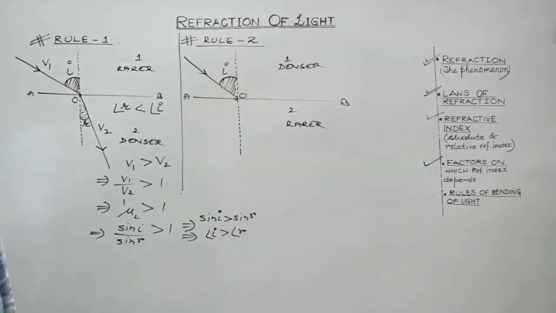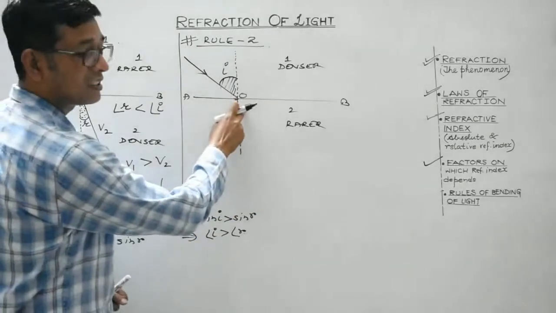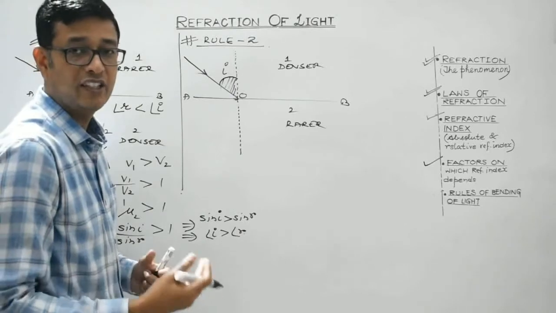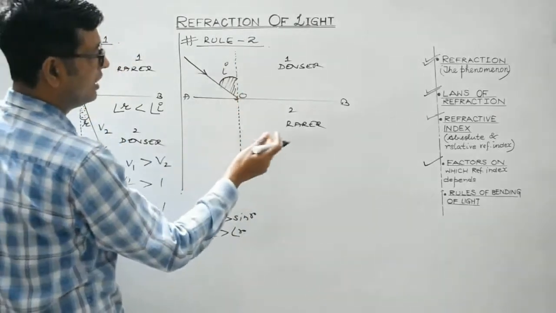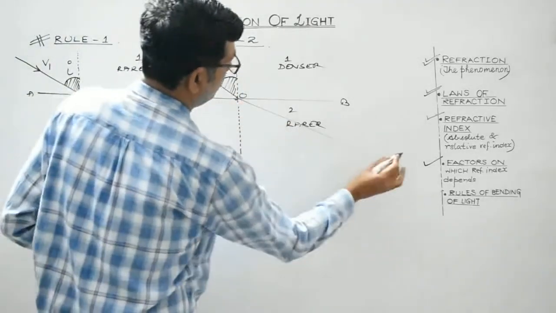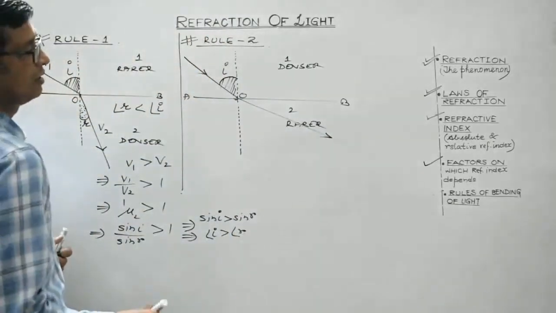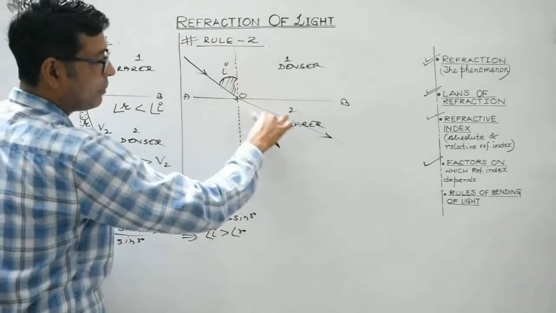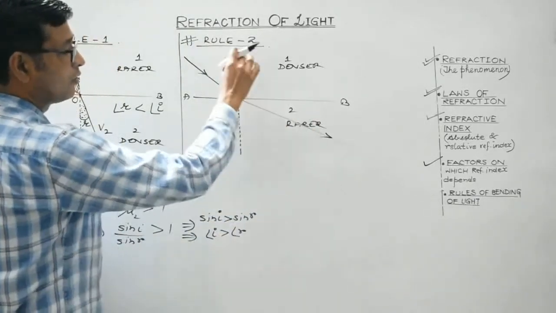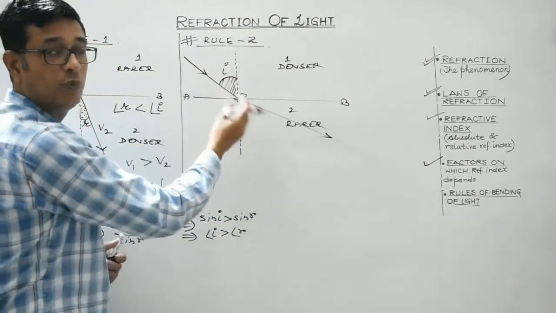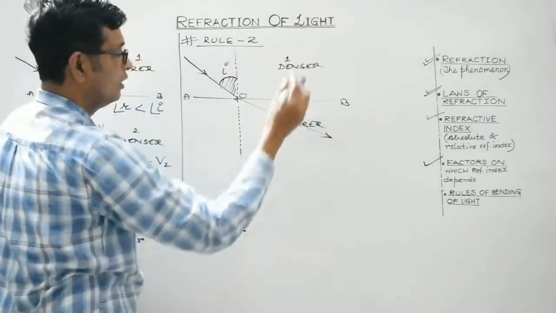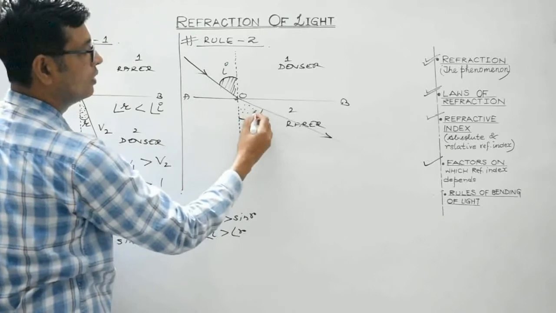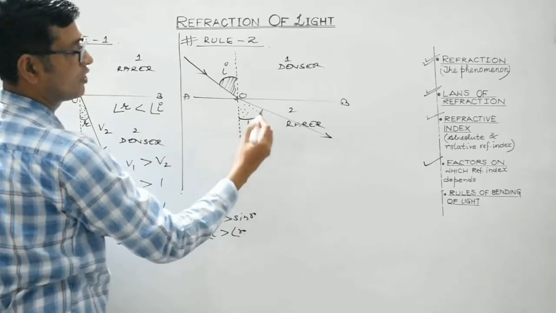In this case, the light is traveling from denser to rarer. So in such a case, when light travels from denser medium to rarer medium, the ray bends away from the normal. In the absence of the medium, it would have traveled along the same straight path. But in this case, light is traveling from denser to rarer. It will bend away from the normal. So this is the refracted ray. This is the angle which it makes with the normal. So here, this is the angle of refraction.